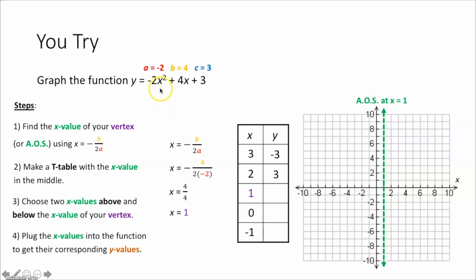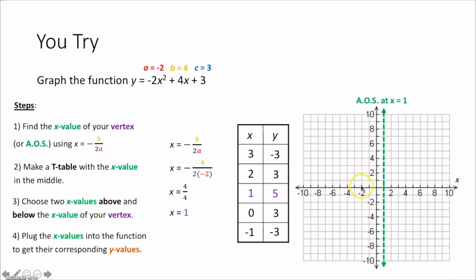1 squared is 1, times negative 2 is negative 2. 4 times 1 is 4. So 4 plus negative 2 is 2. Add 3, and that gives you 5. Then you plug in 0 for x. 0 squared is going to give you 0, times negative 2 is 0, plus 4 times 0 is 0, plus 3 is going to give you 3. And then negative 1. Negative 1 squared is going to be positive 1, times negative 2 is negative 2. Negative 1 times 4 is going to be negative 4. So you get negative 2 minus 4 is going to give you negative 6, plus 3 will give you negative 3.